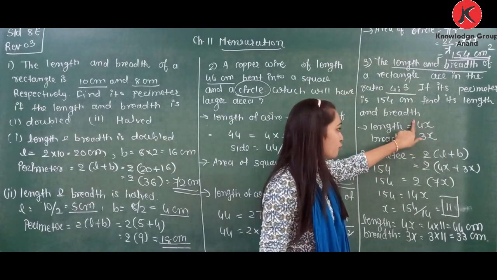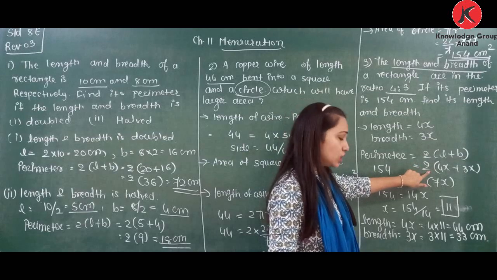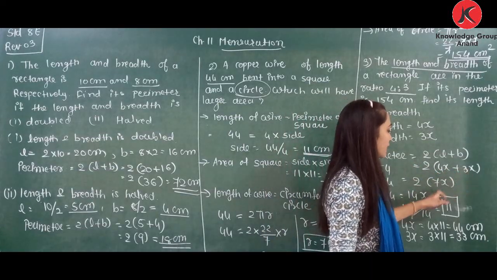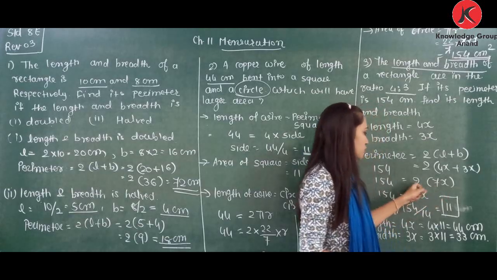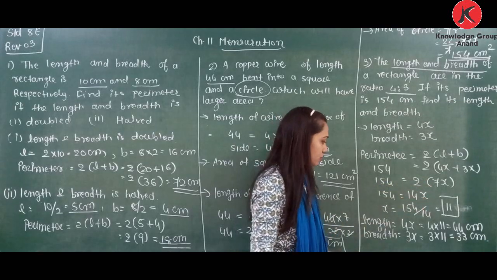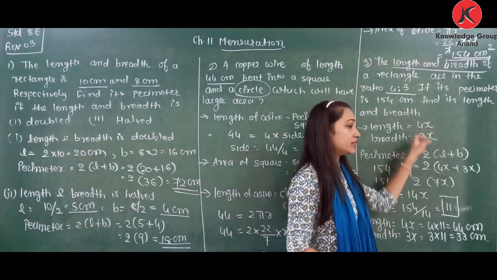Now use this 4x and 3x to find the value of x. So we can write the equation, 2 inside the bracket 4x plus 3x. 4 plus 3, that is 7x. 7 2s are 14x. To find x, take 14 in a divide, so we get 11. That is the value of x. Use this value of x to find length and breadth.